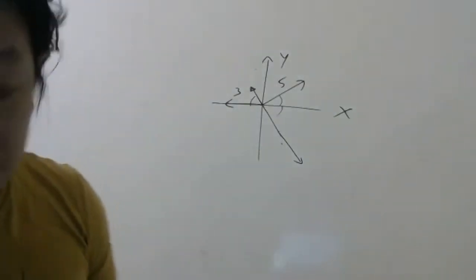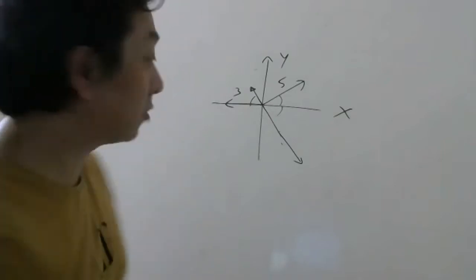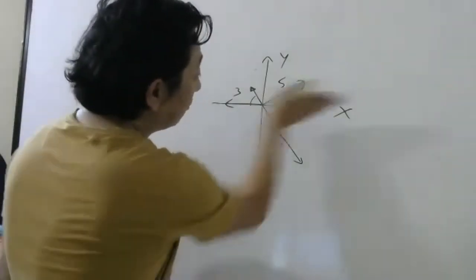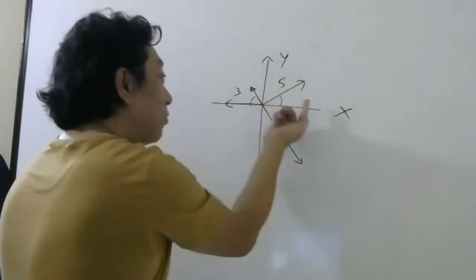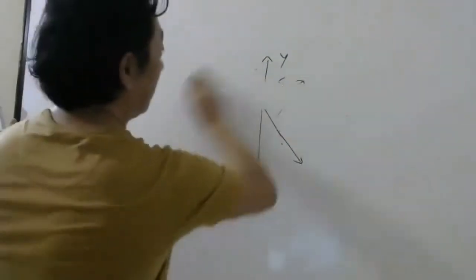In such cases, if you start using the parallelogram law, you will get a headache, because first you will add these two vectors, then you will add with this vector, then with this vector. That will give you a headache. So the best way to solve is to write the steps. Write the steps. Okay.